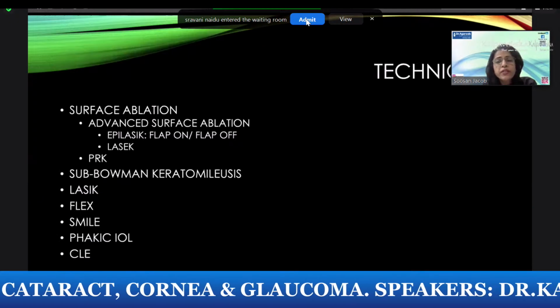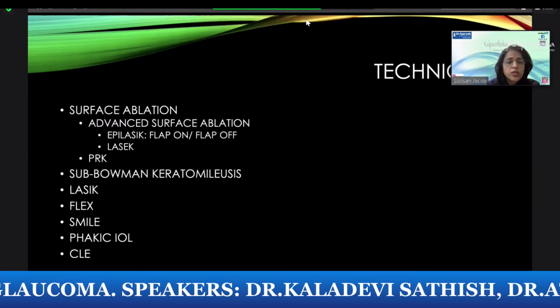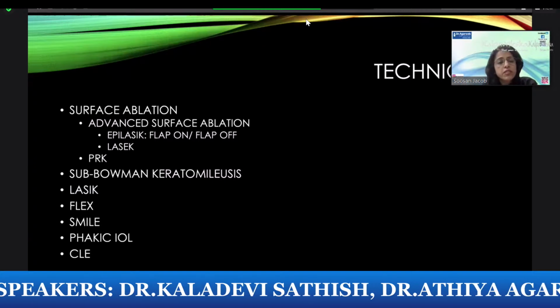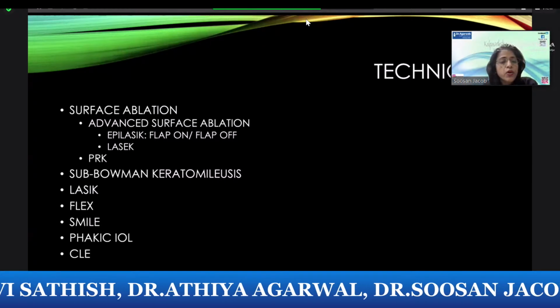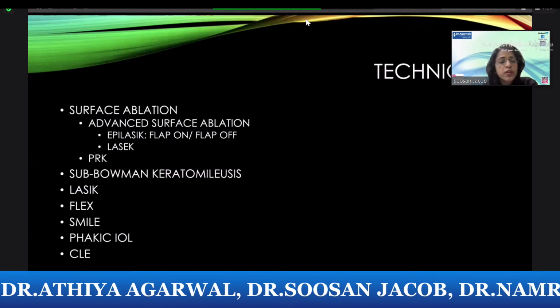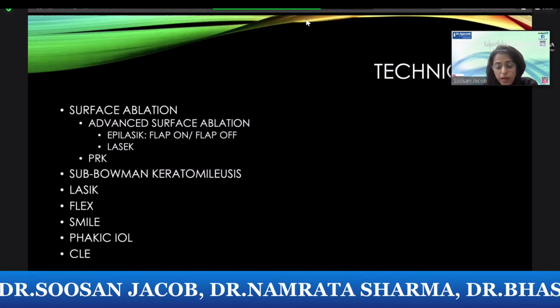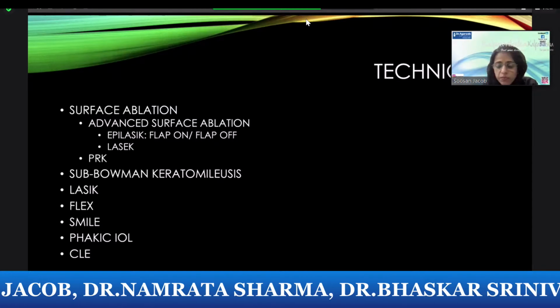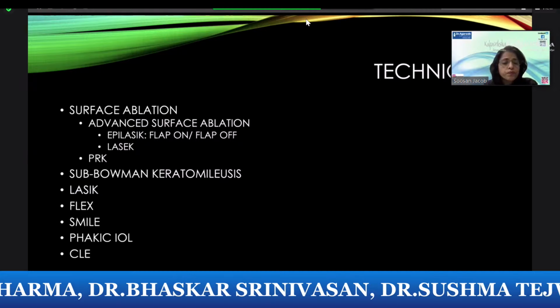Now, when you come to the refractive surgery per se, you have different types, different techniques. One is surface ablation, generally called advanced surface ablation techniques: epiLASIK, LASIK, PRK, transepithelial PRK. All these are newer kinds of advanced surface ablations. You have sub-Bowman's keratomileusis, which is exactly the same as LASIK, except that the LASIK flap has been made extremely thin, between 80 to 100 microns.